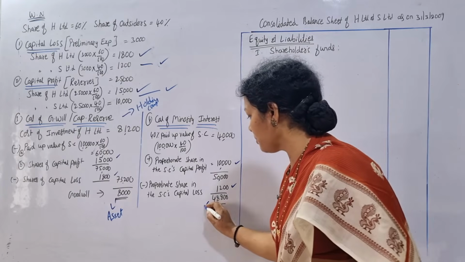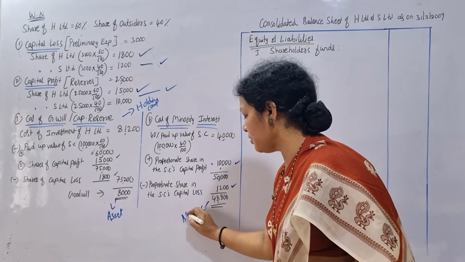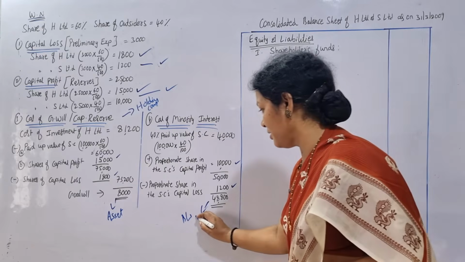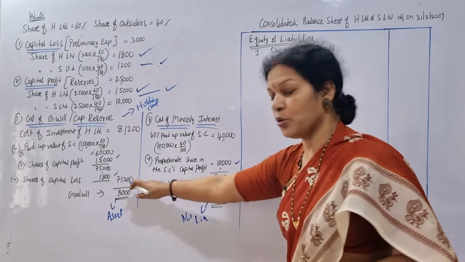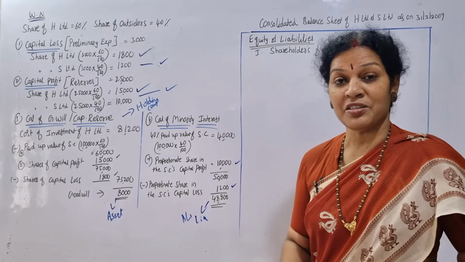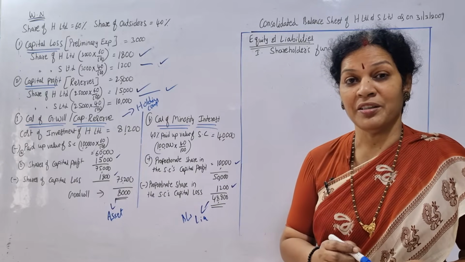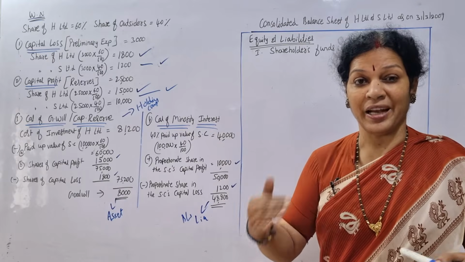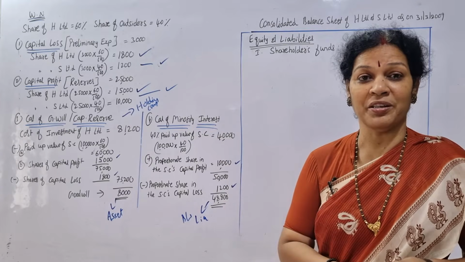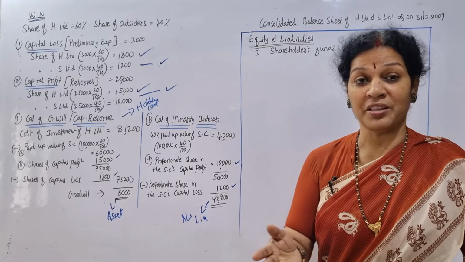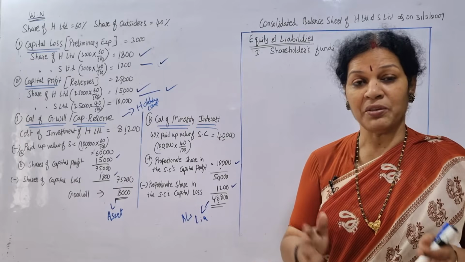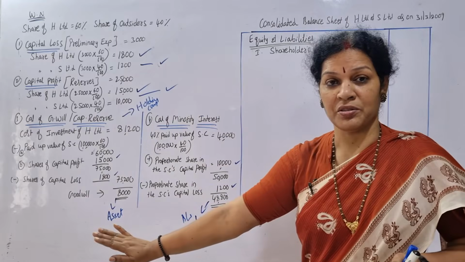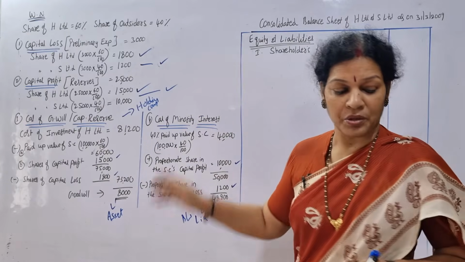Minority interest will always be shown in the consolidated balance sheet as a liability. Goodwill, asset; minority interest, liability. Why liability? Minority interest means the H company, the holding company, has to pay some other day. If not today, some other day they have to pay. So that is why we say it is a liability. Am I clear about these working notes? If yes, then we'll go to the problem.